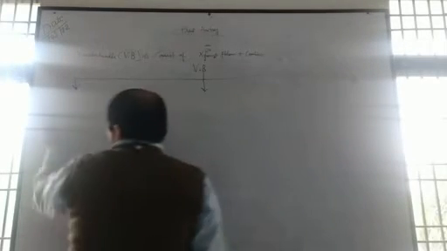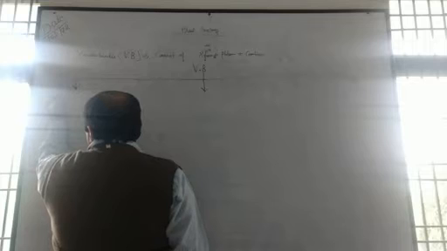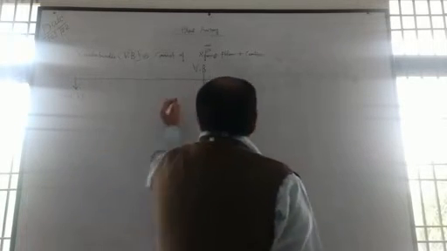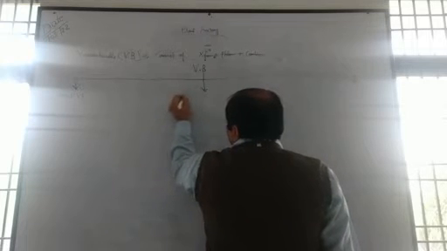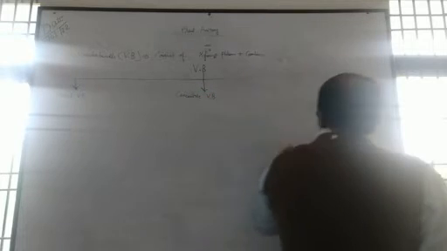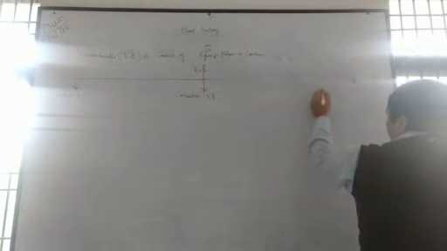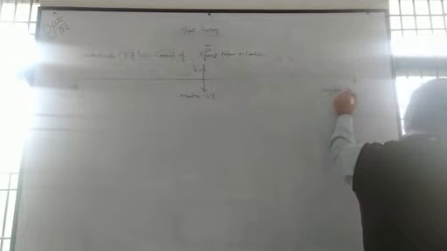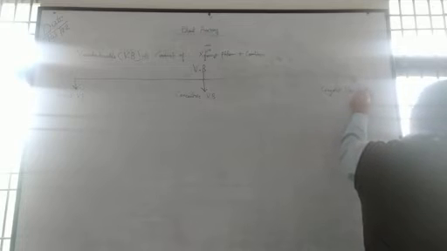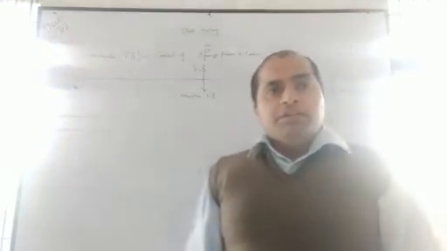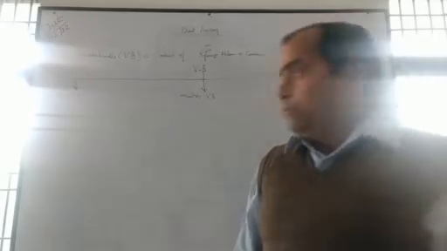Number one is the radial vascular bundle. Number two is the concentric vascular bundle. And number three is the conjoint vascular bundle. Let us discuss all these three types one by one.